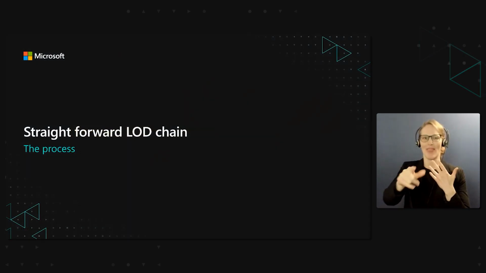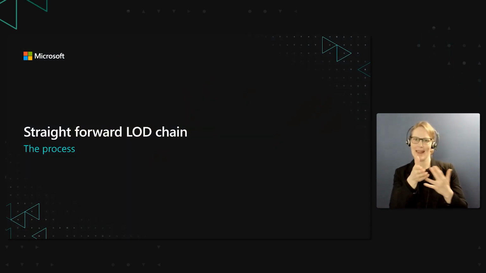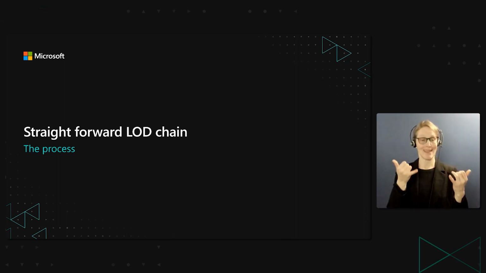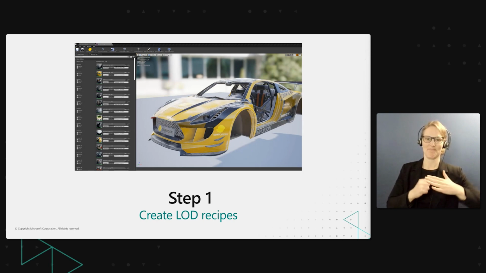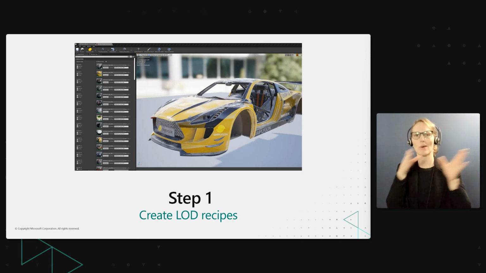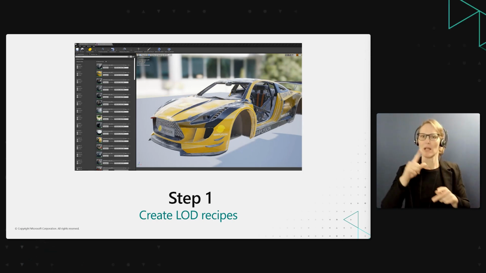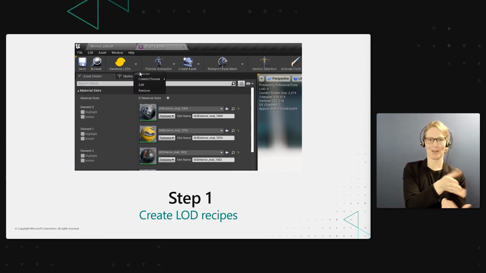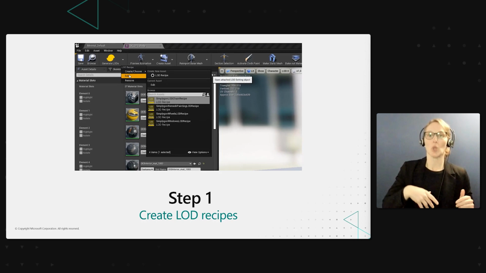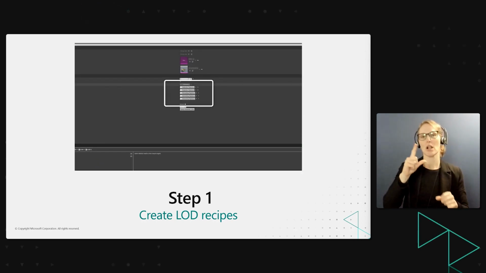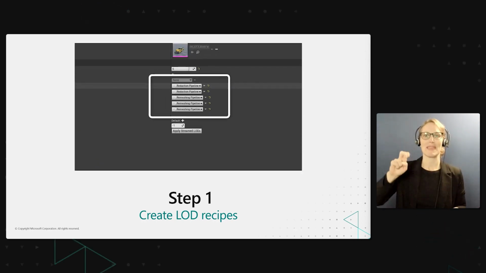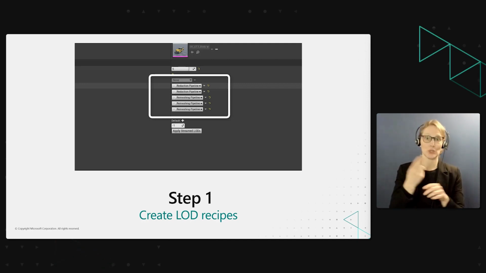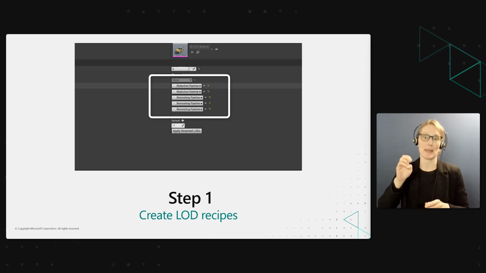Now that we've done the groundwork, let's take a look at how we produce these LOD chains. So the straightforward LOD chain, well, that's pretty straightforward. The first thing you want to do is create LOD recipes. And that you can do in Unreal by just using the LOD recipe method. This is basically just settings. In our example here, we used 2 reductions and then we did 3 remeshings to create proxies.